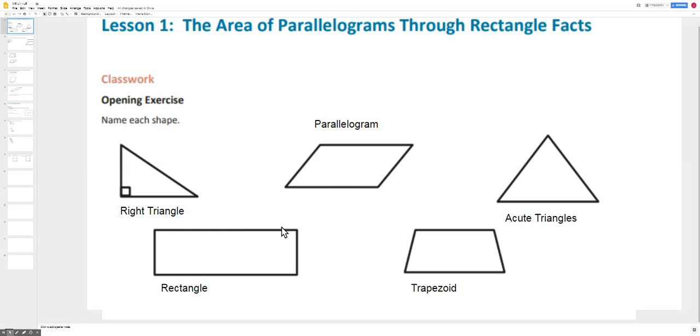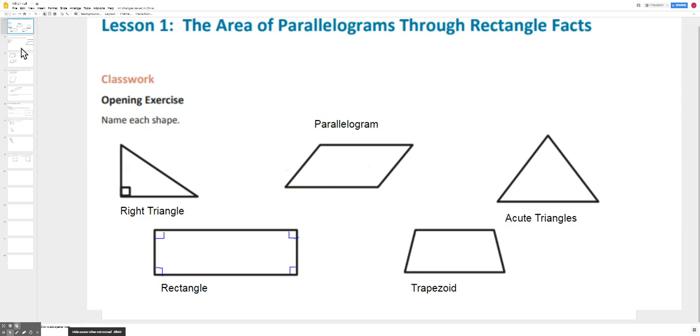The only difference between these two really is that a rectangle has 90-degree angles. All of these angles right here are 90 degrees. You remember this little box here means 90 degrees. On a parallelogram, that's not true. There are no 90-degree angles. The only thing that's different is a parallelogram really is just a slanted rectangle.